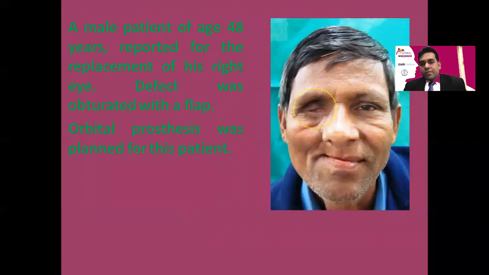Now, this is a case where a male patient of 40 years reported for replacement of his right eye. The defect was obturated with a flap, and it was a great dilemma what kind of prosthesis was to be fabricated for this patient. As the space was very insufficient, we decided to fabricate an orbital prosthesis.